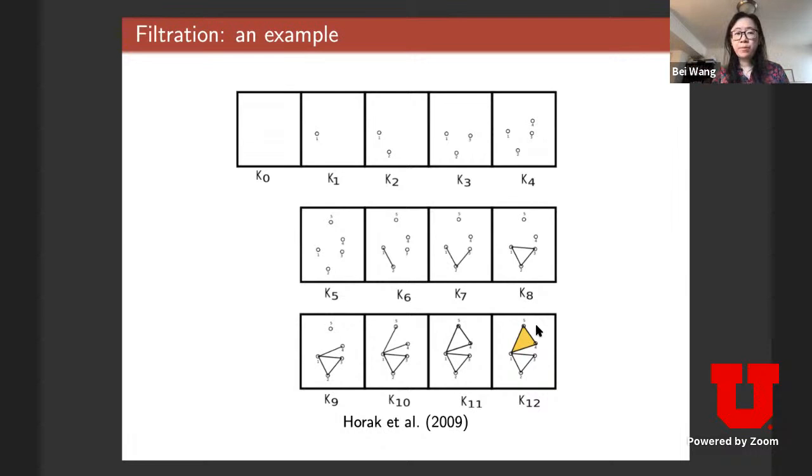So we already went through the persistent homology algorithm, but we're just coming back to say, what do I mean by a filtration? We have been using it already. It's just a sequence of simplicial complexes satisfying a certain condition.